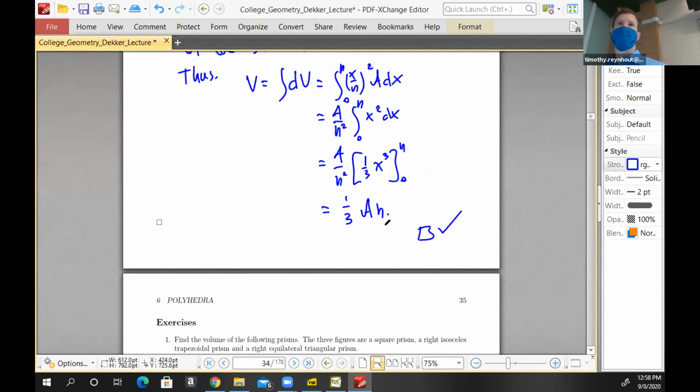And that's the end of the proof, right? We found the volume to be, as was suggested, 1/3 the area of the base times the height.